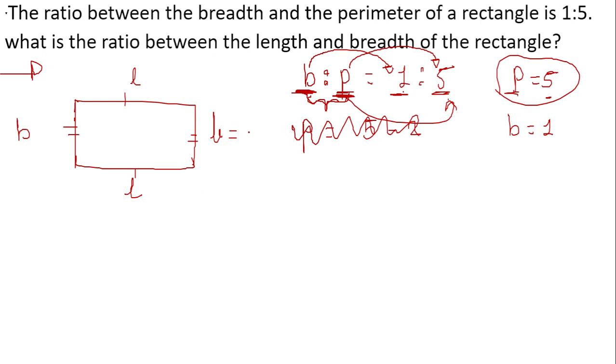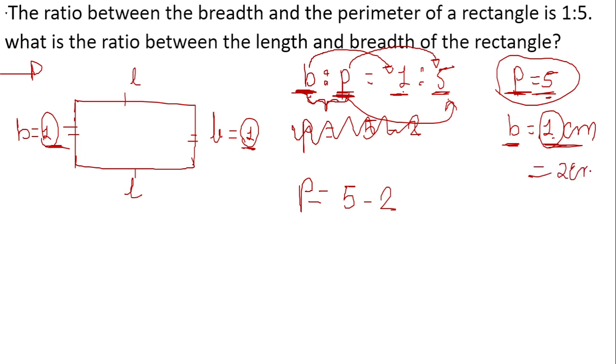Now if this is the breadth, which I have assigned the value 1, here also I am assigning the value for breadth as 1, right? So for the total perimeter, can I take this as 5 minus 2? Why am I taking 5 minus 2? Because I know the perimeter is 5 and I know the breadth is 1. So the total breadth will be 2 centimeter. Consider this as 1 centimeter each, so the total breadth will be 2 centimeter. And the perimeter we know is 5 centimeter. So 5 centimeter minus 2 centimeter will give me 3 centimeter.